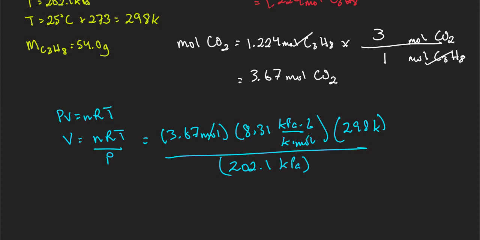So now watch how mole cancels out, kilopascal cancels out, Kelvin cancels out, and we're left with liters, the unit we want. We get 45.011. We're going to round that to the nearest number of sig figs, which in this question is 2, and we get 45 liters as our final answer.